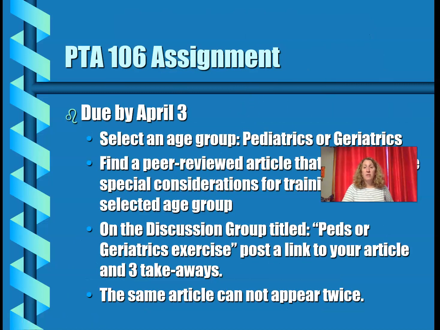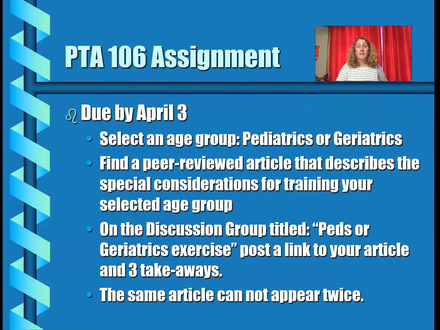So what I'm going to have you do this week, after you're reading and listening to this PowerPoint, is select an age group, either pediatrics or geriatrics. You're going to find a peer-reviewed article that describes the considerations for resistance training in that age group. In the discussion group on our Blackboard site, I would like for you to post a link to the article and 3 takeaways. There are some instructions within that discussion board, and I would like for you to have that completed by April 3rd.